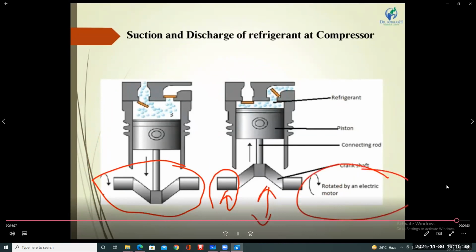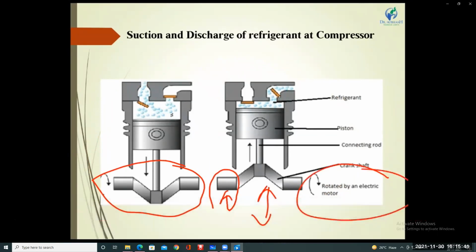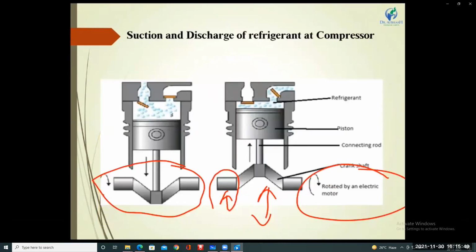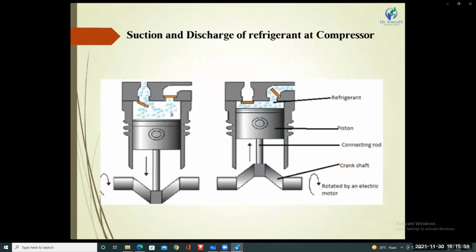You have to mention that the rotary motion is given by an electric motor. This is the electric motor that gives a rotary motion. This is the basic working of the hermetically sealed compressor.